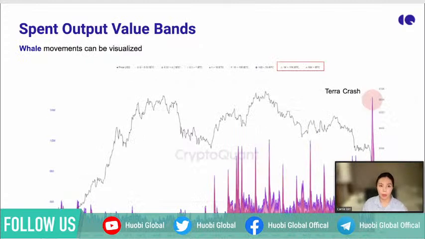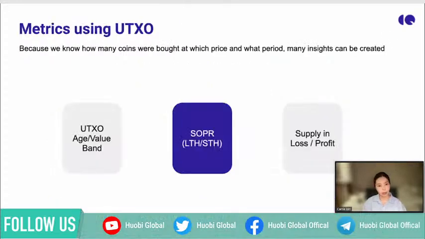Also for whales, also for bands too. When the Terra crash happened, the whales moved, and it can be visualized through value bands. So it's not just age, value also. The pink ones are over 1,000 Bitcoins. They hold 1,000 Bitcoin as a whole, so we can consider them as whales. So this was UTXO, age band, and value band.